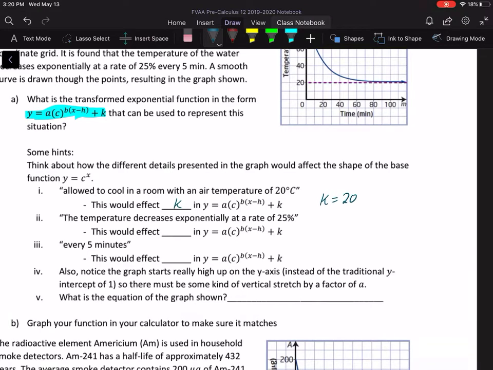All right, next one here. This one's a little bit trickier. The temperature decreases exponentially at a rate of 25%. Now, a decrease of 25%, what would you multiply? If I told you that a TV was $1,000, and then you got a deal that decreased the price of the TV by 25%, what ratio of the TV would you still have to pay for? What would you multiply the $1,000 by to figure out how much you still have to pay for the TV after the decrease of 25%?